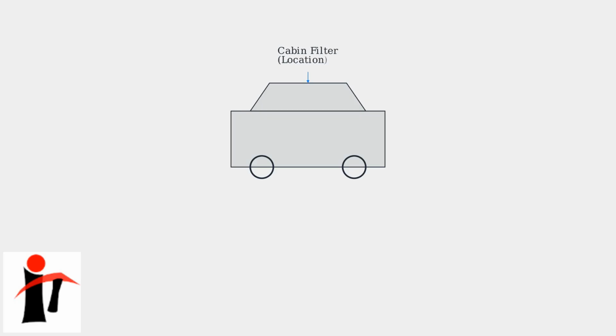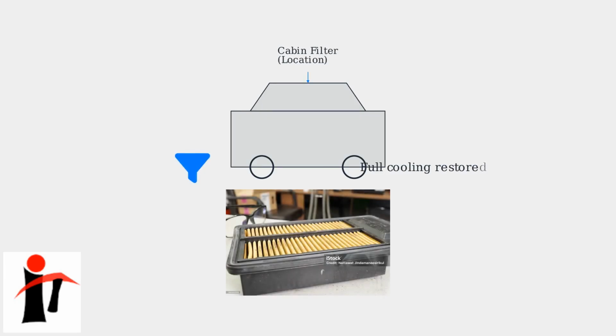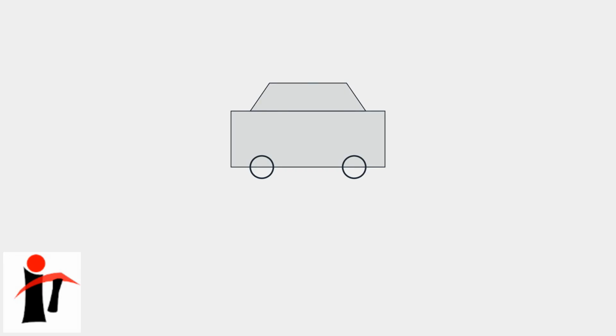In Florida, another Tesla Model 3 owner restored full AC cooling by replacing a clogged cabin air filter. The filter, located behind the glove box, had become obstructed with pollen and dust, restricting airflow and causing the system to overwork. After replacement with a Tesla-approved filter, normal cooling was restored, demonstrating how simple maintenance can prevent AC issues.